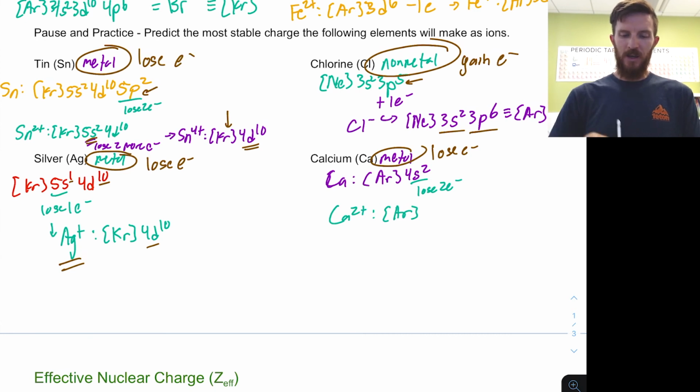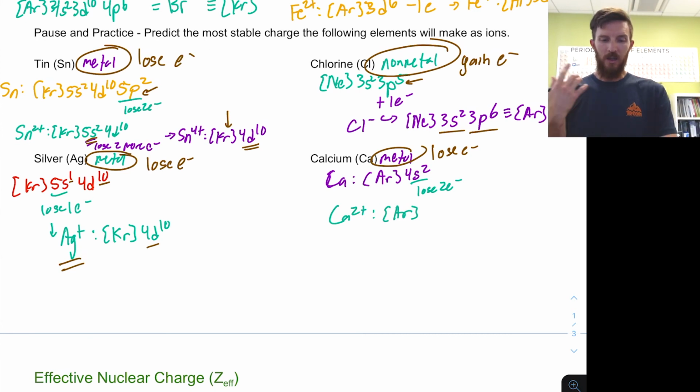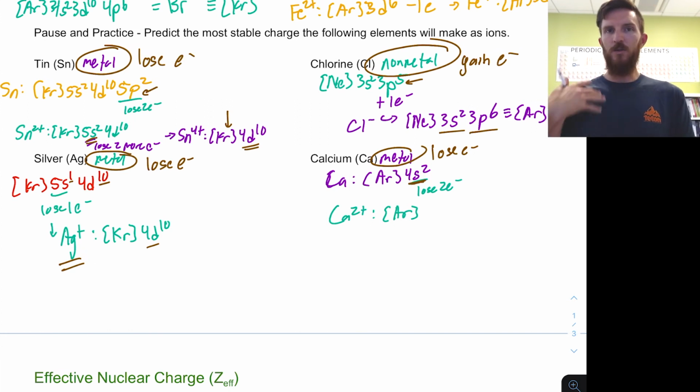And then now finally we have calcium here. It's going to lose electrons because it's a metal. And we see it's got 2 valence shell electrons. It's going to lose those 2 valence shell electrons to give us calcium 2+. And now we have the argon. Same electron configuration as argon.